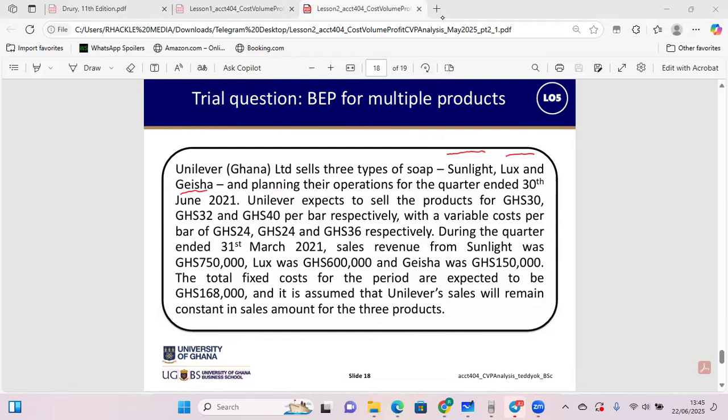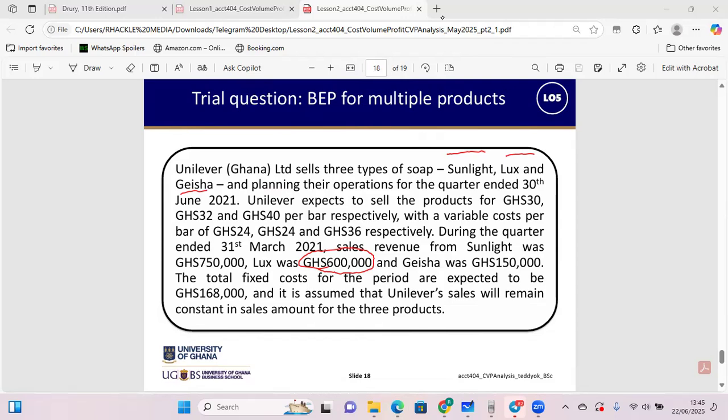During the quarter, sales revenue for Sunlight was 750,000, then 600,000, and then 150,000 respectively. The total fixed cost for the period is 168. So with this one, they've given it to you in sales values. What you are going to do is use the weighted average contribution margin ratio. Remember contribution margin ratio, right? The contribution over the selling price.